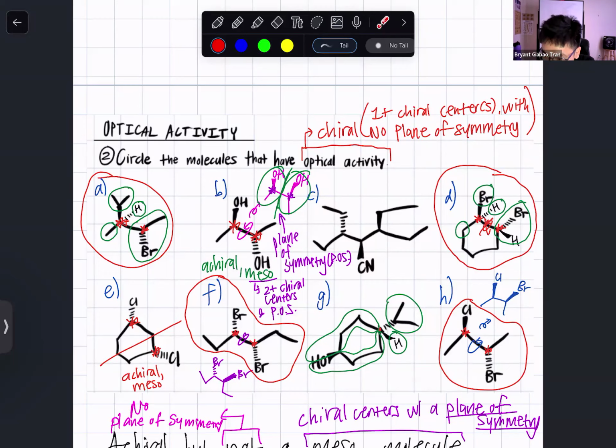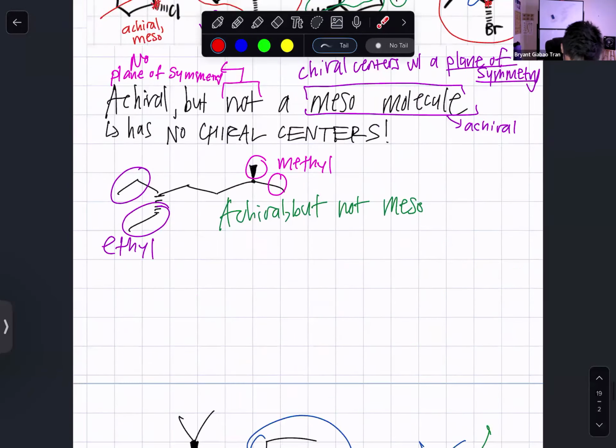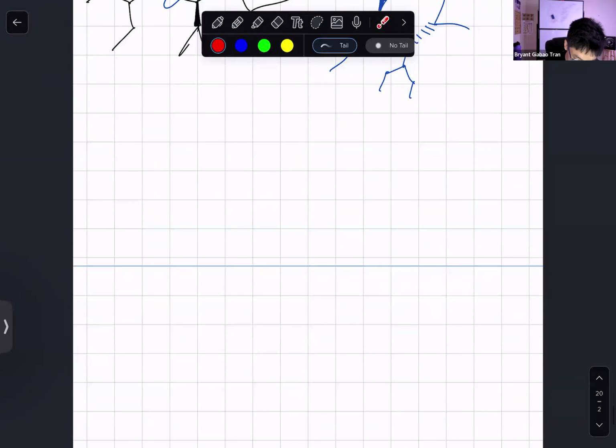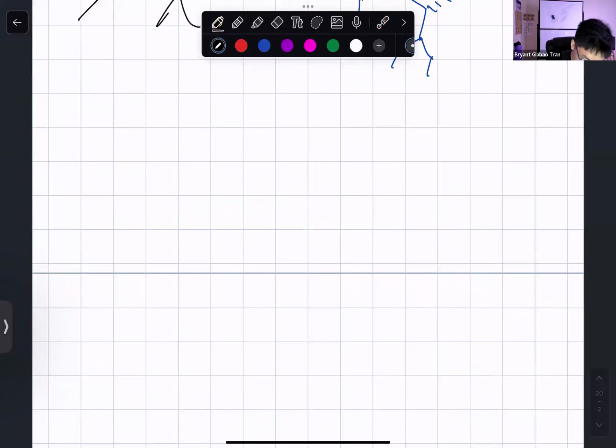Do wedges and dashes matter for chirality when they are not next to each other? Yeah, so they don't have to be next to each other. It's just easy to see in that case. I'll give you one where they're not next to each other.